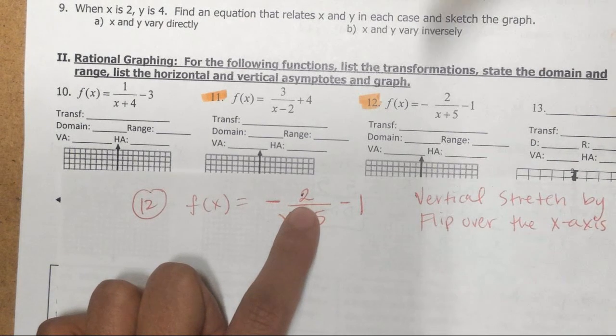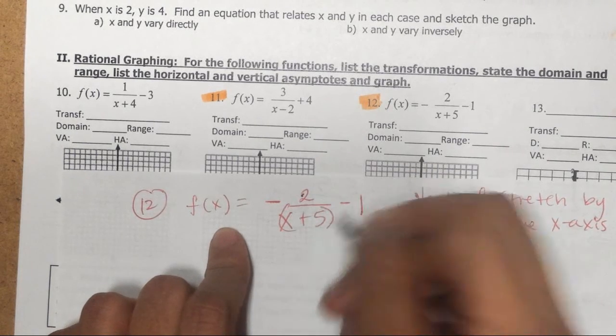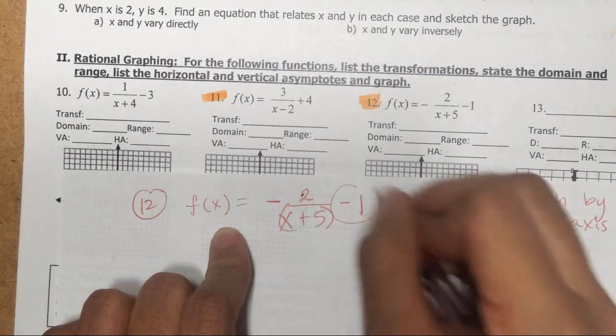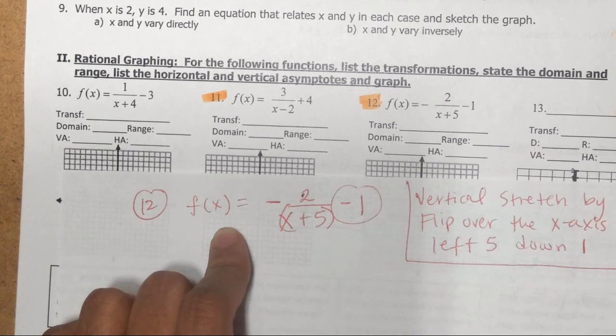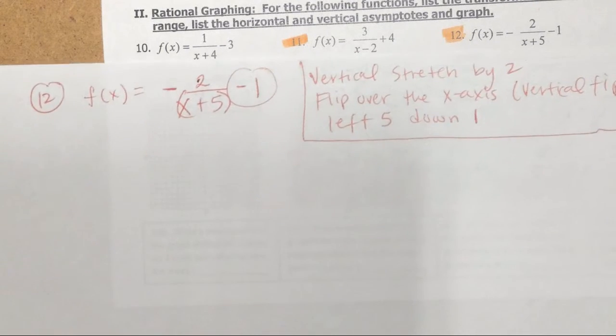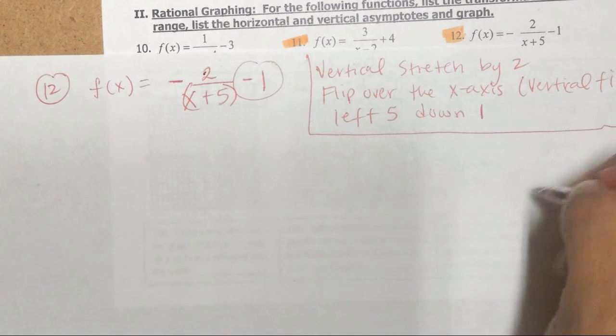Okay? And then I have here, in parentheses, this is going to go left 5, and then right here is going to be down 1. So these are my transformations. Let me scooch this over so y'all can see a little bit better. Okay, so the next thing I'm going to do is draw a sketch. Always draw a sketch.